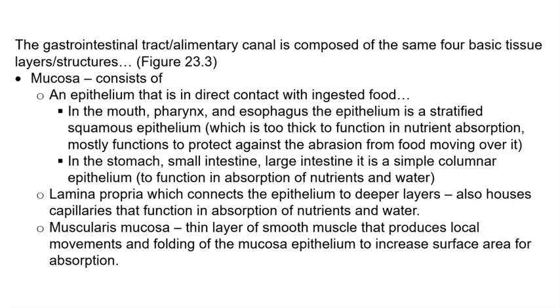Finally, we also see a third layer in the mucosa, which is called the muscularis mucosa, which is a thin layer of smooth muscle that produces local movements as well as folding of the epithelium of the mucosa in order to increase the surface area for absorption, primarily in the stomach, the small intestine, and the large intestine.